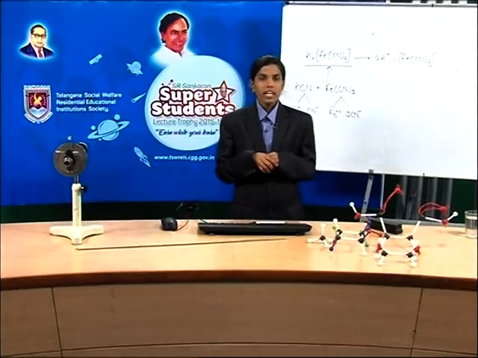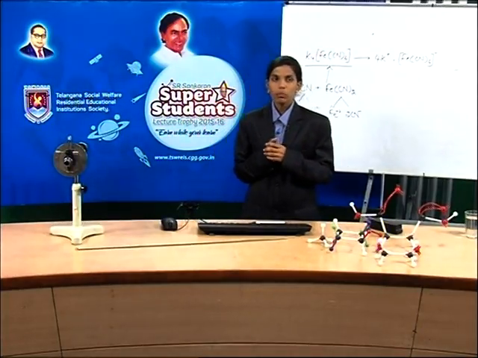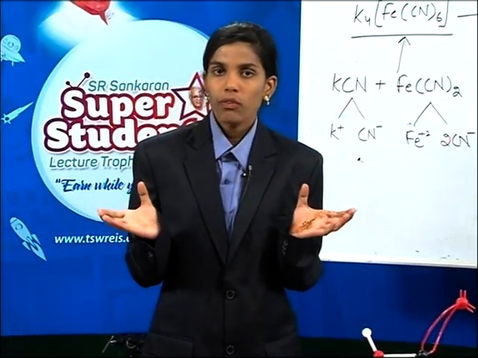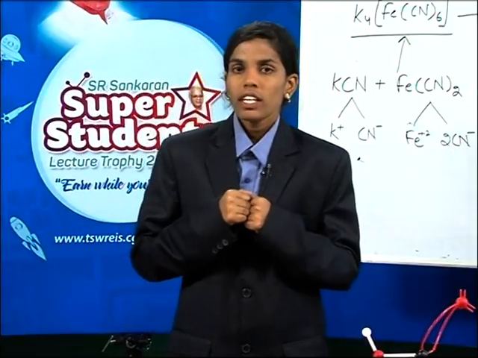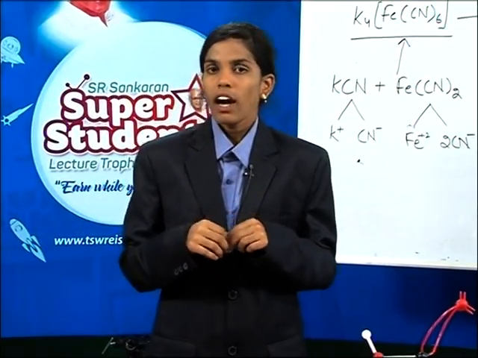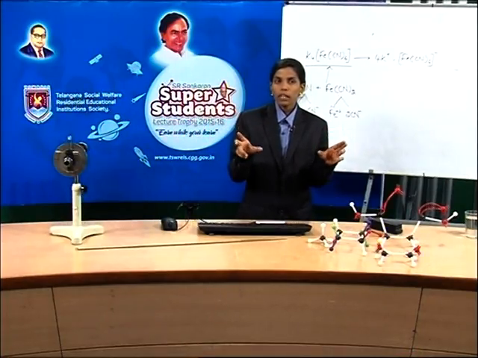Now let us have a look at isomerism, friends. Isomerism is nothing but when two compounds have the same molecular formula but differ in their physical and chemical properties on account of their structures and spatial arrangements of atoms or groups.